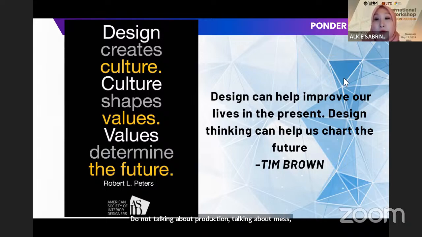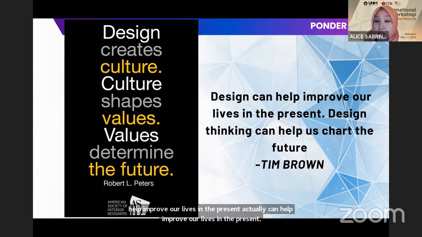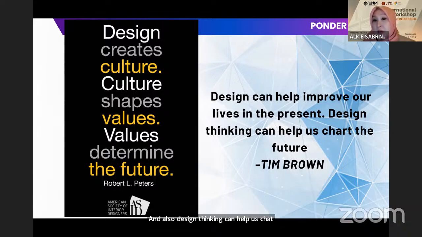So I would like to pick up a quotation by Tim Brown, who is the CEO of IDEO. Later, I will explain what IDEO is all about. What Tim Brown was saying was that design can help improve our lives in the present, and design thinking can also help us chart the future. So in this sense, design is very important. It's not only about the short term that we live in now, within the context of 5 to 10 years, but also about the long duration, the future, what's going to be next.